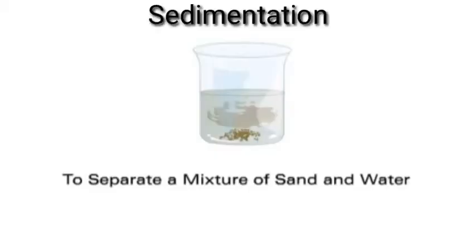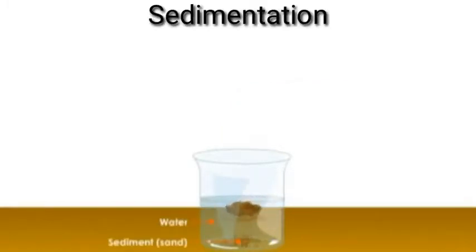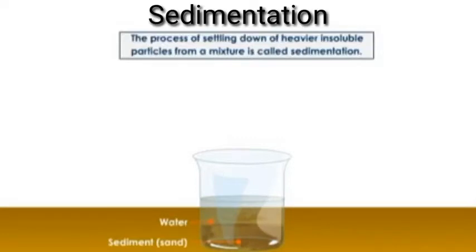Here the next process is sedimentation. Carefully listen and see. Make a mixture of sand and water in a beaker, children. Allow the mixture to stand for some time undisturbed. You will observe that sand particles start settling down at the bottom of the beaker, forming sediment. The process of settling down of heavier insoluble particles from a mixture is called sedimentation.